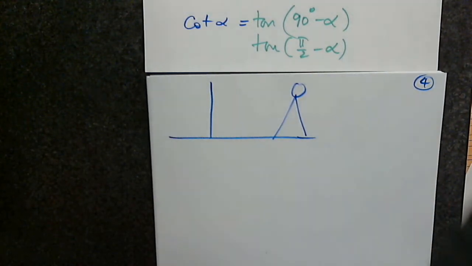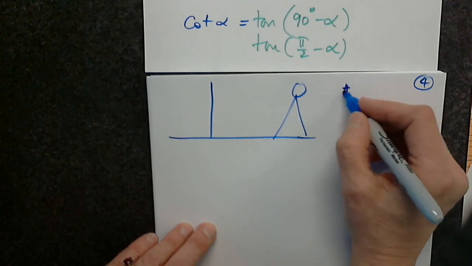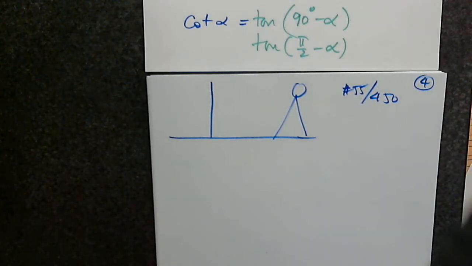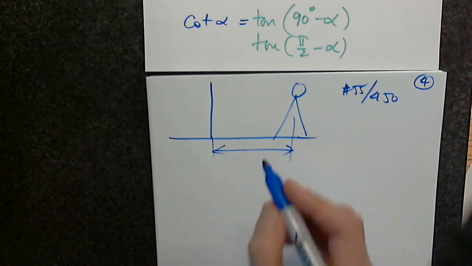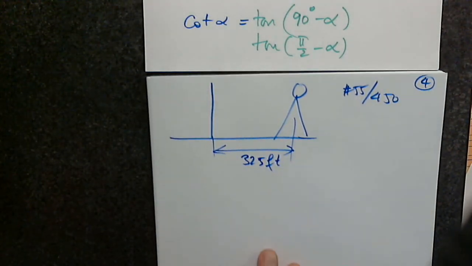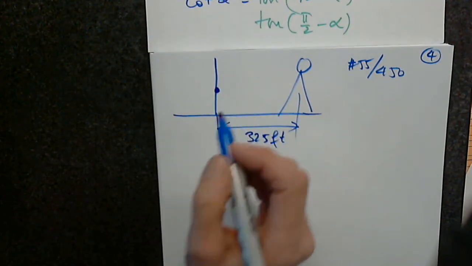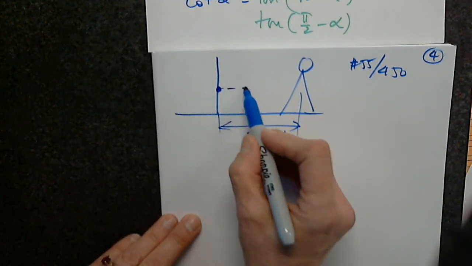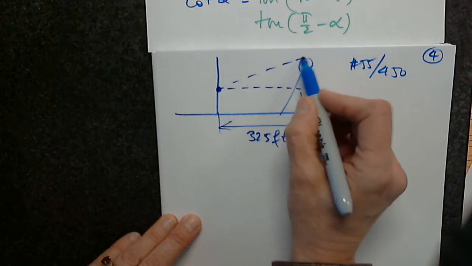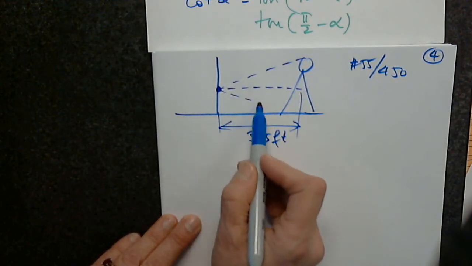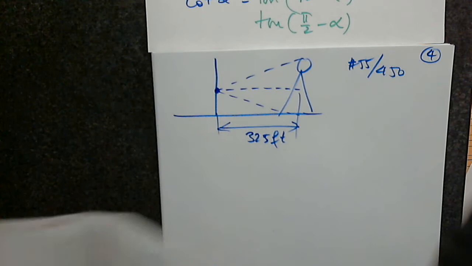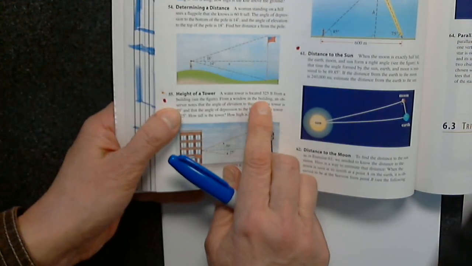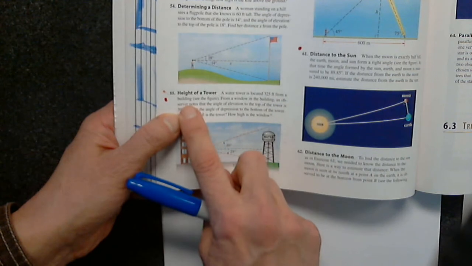What number is that? Oh, I'm sorry, 55 on 450. Okay, we have this distance between the building and the tower as 325 feet. And there is a person apparently somewhere here. Okay, so let's read the problem. A water tower is located 325 feet from a building.